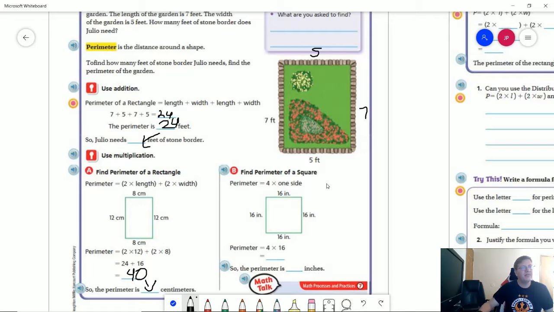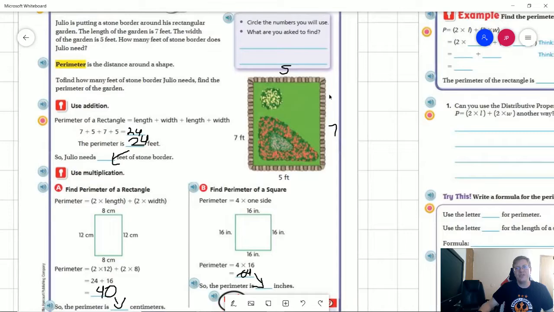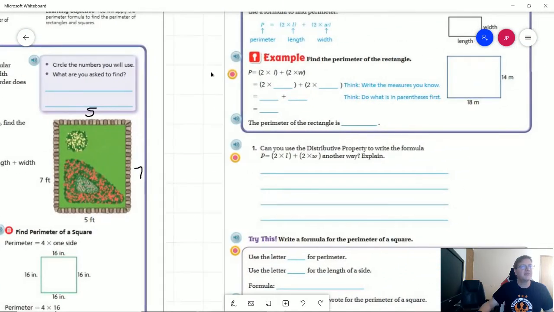So if we have a square, we can take the one given side, if we only have one side, and multiply that length by 4. And so we can do 16 times 4 to get 64. So those are the kind of things that we are working with today. There is one thing I want to show you on the next page.